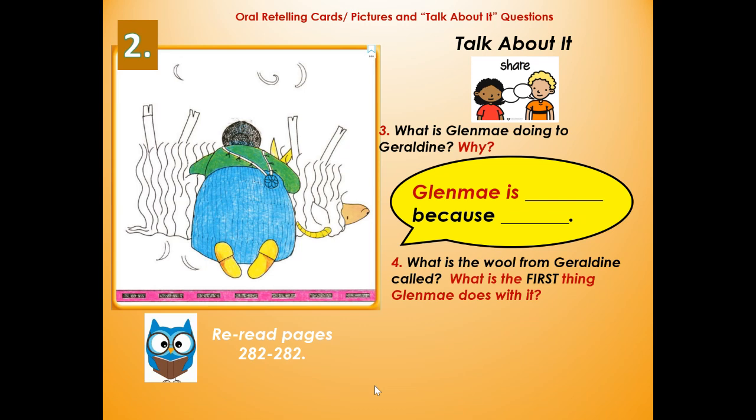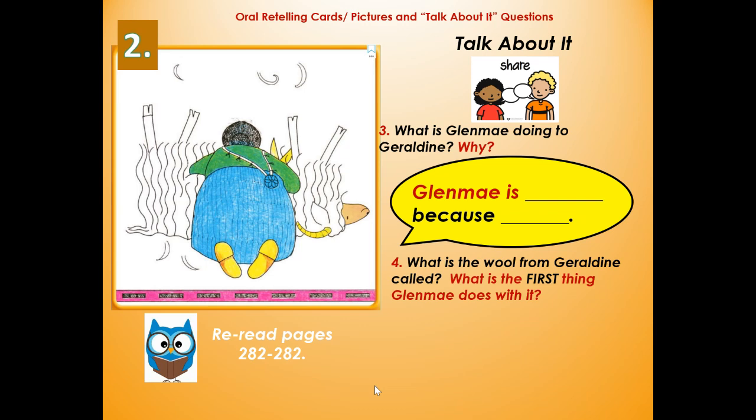All right, Glen May is shearing or shaving or cutting off the strands of mohair because she wants to weave a rug made out of the hair of a goat. She's going to make yarn. So Glen May is shaving Geraldine because she wants to make a rug.